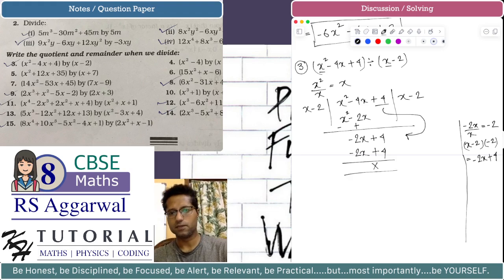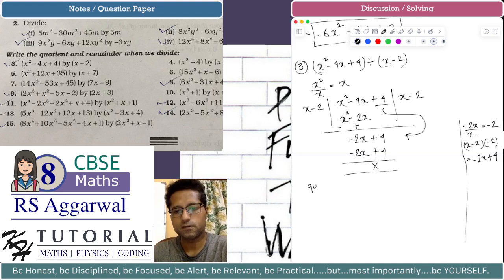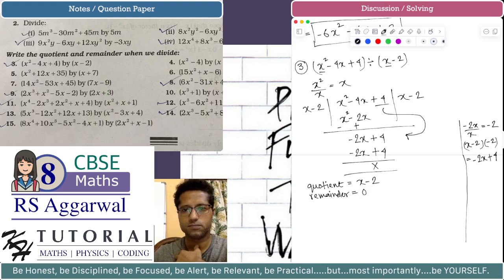So the long division method ends here, and we can say that the quotient of the long division method is equal to x minus 2 and the remainder is 0. There is no remainder. So we are asked to find the quotient and the remainder. Okay.